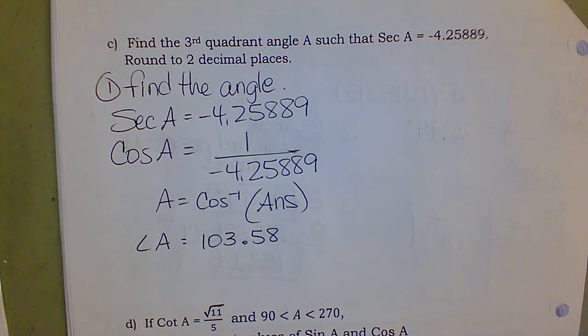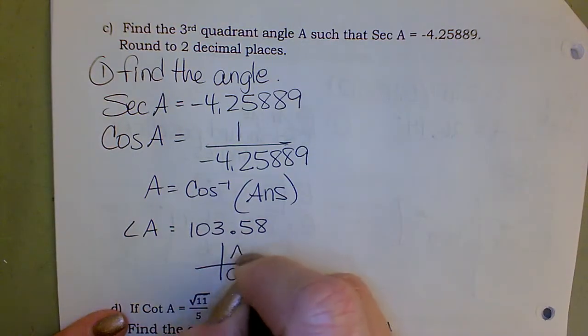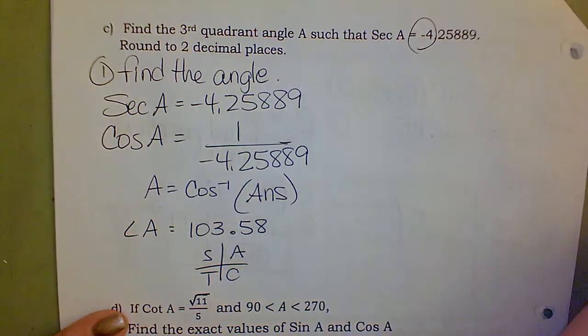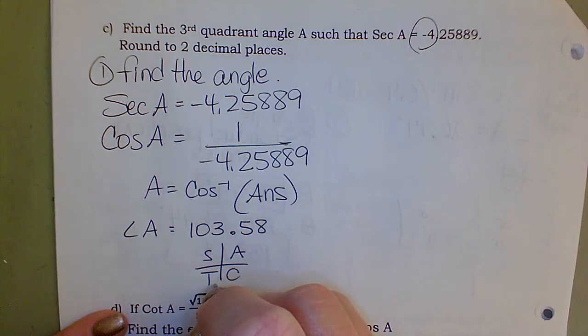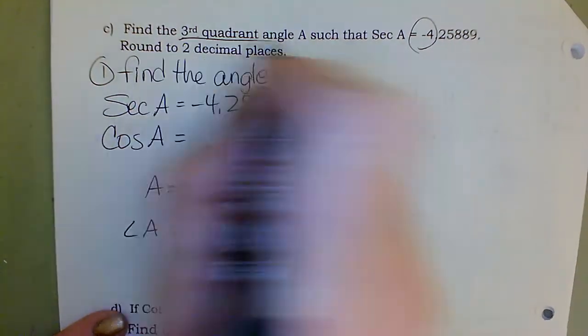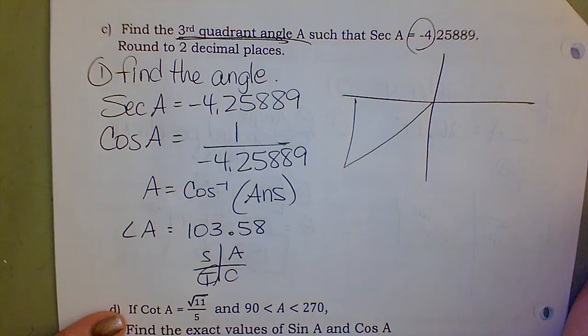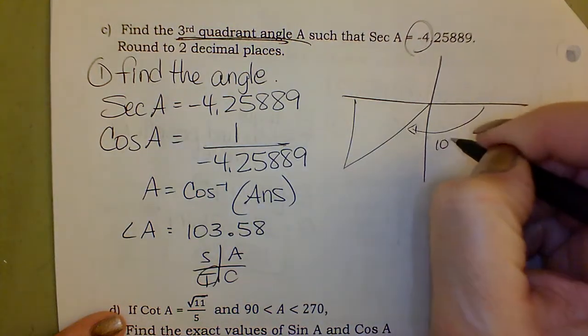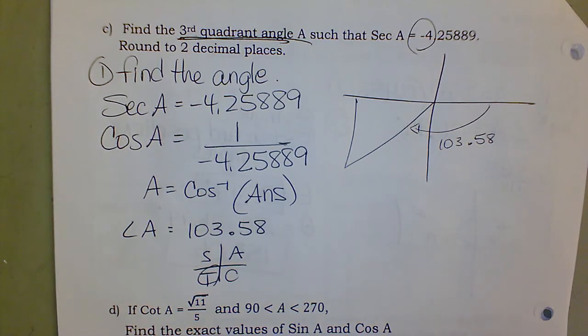So let's draw it out and see what angle my calculator gave me. All right. So I need the CAST rule to tell me where this thing is located. It's negative there. And I'm dealing with cos, or secant. Cos and secant, it's negative here. Well, they already told me it was in the third quadrant. I should listen to the question. So it's in the third quadrant. So what did they give me that's 103? Well, that would be this, 103.58. It doesn't know that it wants to give you the reference angle. Okay, so that means that angle A is there.